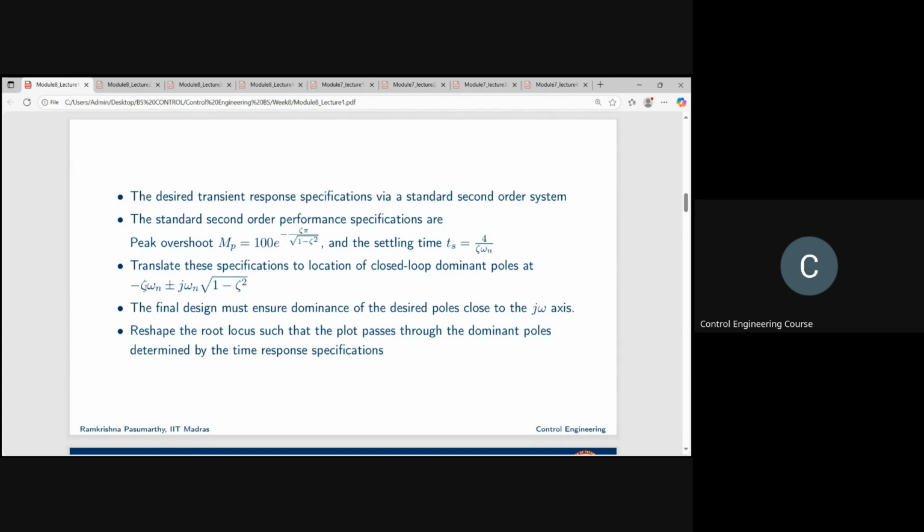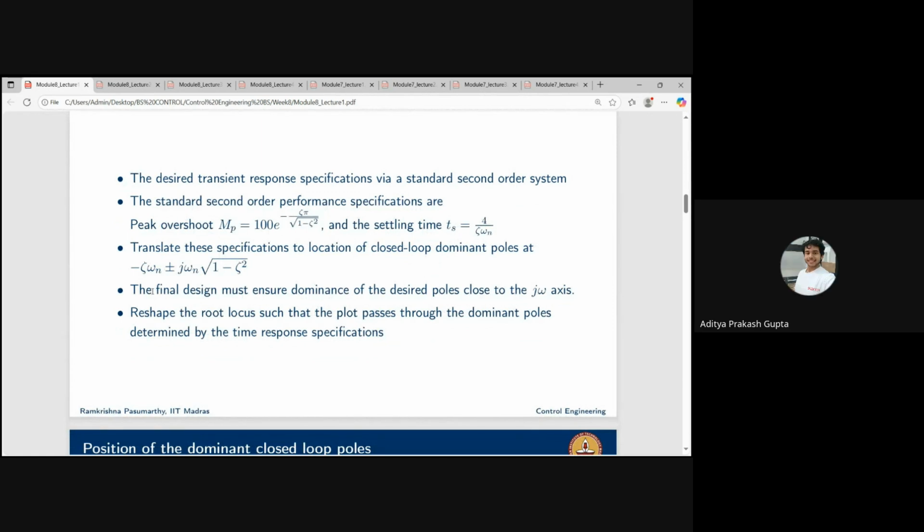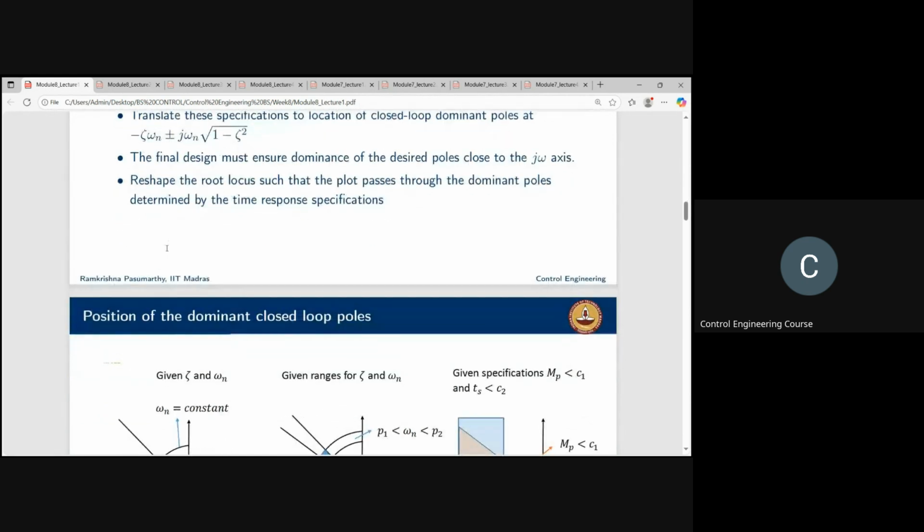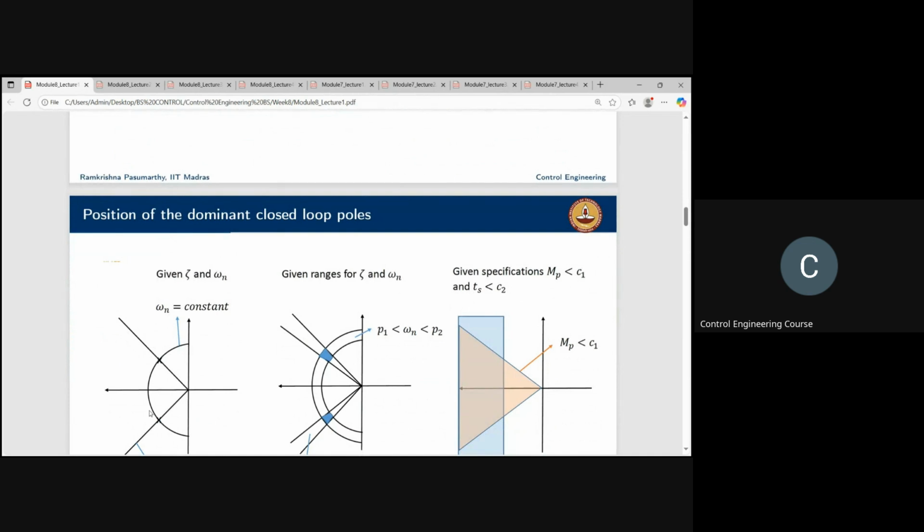When you square the real part, you'll get a zeta square here. When you square the imaginary part, you'll get a 1 minus zeta square here. Together it will give omega n square. If you take the square root, you'll simply get omega n, right? So the magnitude of the complex number is nothing but the radius, the distance from the origin. If omega n is constant, the magnitude is fixed. So fixing omega n is the same as fixing the distance from the origin. Do you get this?